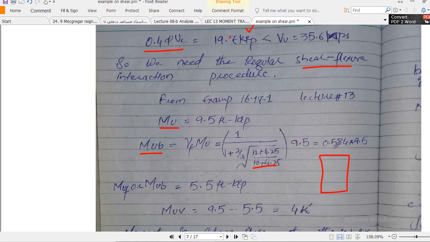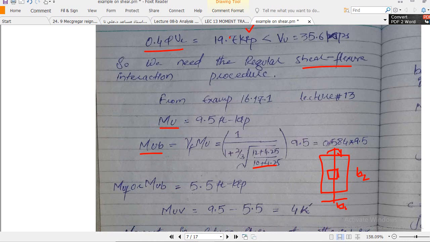You see this is my z-axis and this is my column. The moment is in this direction. This side of the column is 12 inches and this side is 10 inches. That's why this is my B1 and this is my B2. So B1 will be 12 plus this d by 2, which is 4.25, and B2 will be this side, which is 10 plus this d by 2.